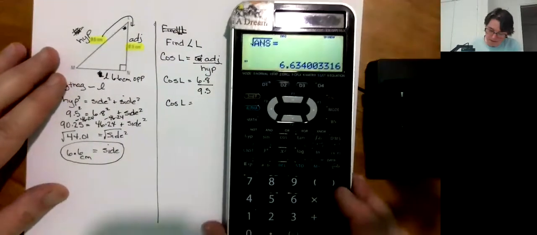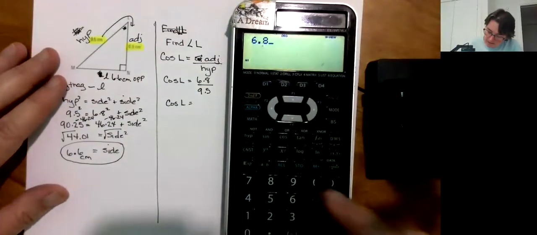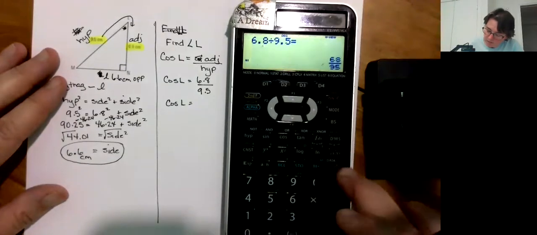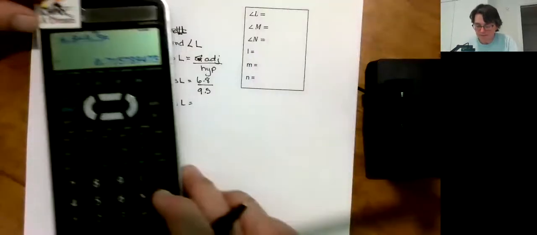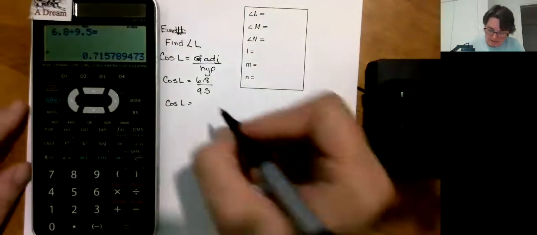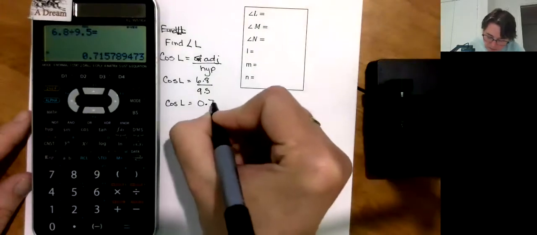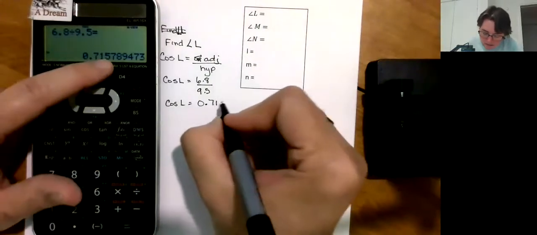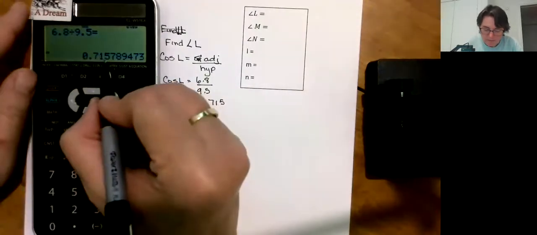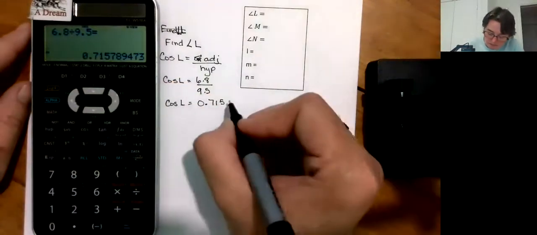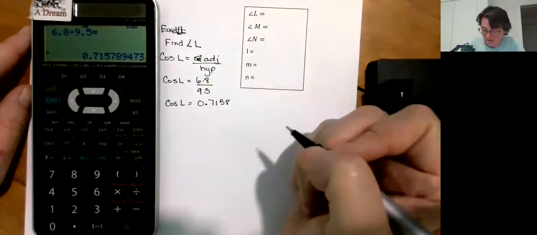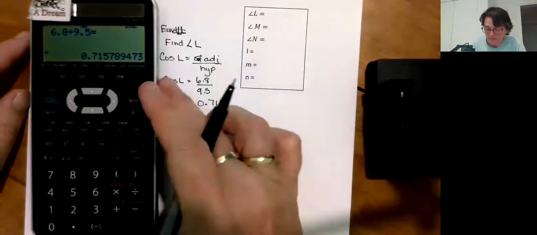Handy dandy calculator, 6.8 divided by 9.5, 0.71, well, sorry, move that over there so I can actually write, 0.71, and I need a 5, and you can see the 7 here, there's an 8 after it, so that makes it go up 1, 8. Now, that's not my angle.